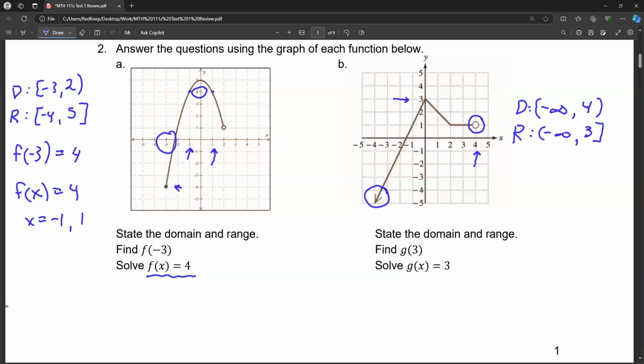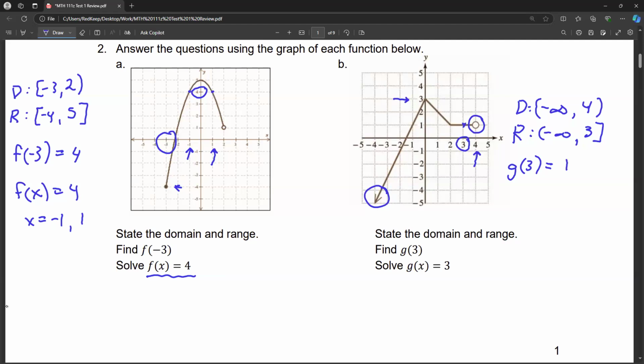Okay, so moving on to the next part in part B, they're asking us to find what g of 3 is. And so here, what we want to do is go to the x value of 3. So I have that here, right? And look to see, well, what is the output here? That's what g of 3 is asking us. When you plug in 3 into this function, what is the output? And we see that looks like it's going to be positive 1.